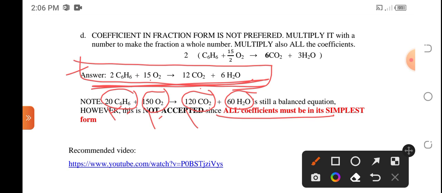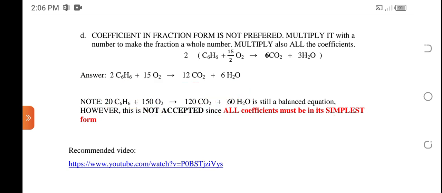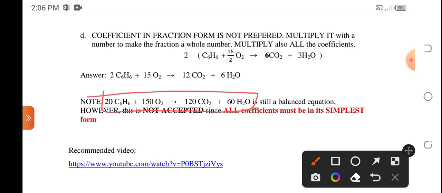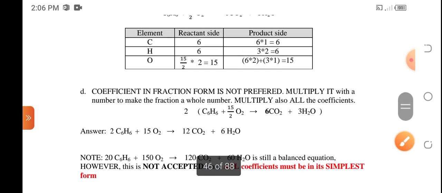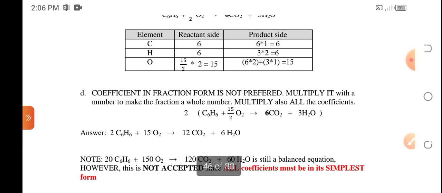But even for a fact that the number of carbon atoms, oxygen, and hydrogen here are all balanced, we are not going to accept this one because the 20, 150, 120, and 60 could still be reduced into the simplest form. So again, even for a fact that these are balanced, the coefficient is not expressed in the simplest form, so therefore this could not be accepted. Okay, so that's the trial and error, or the steps in balancing a chemical equation.